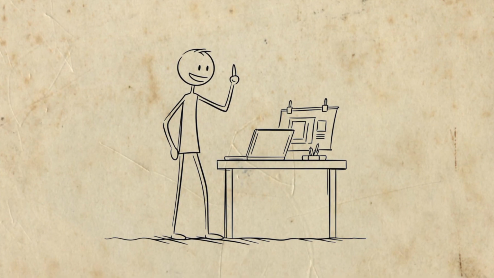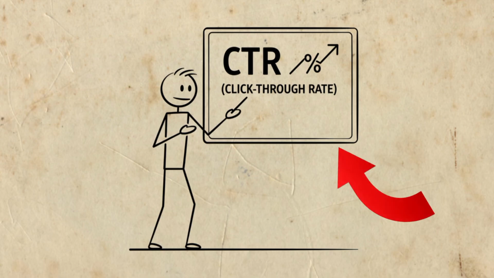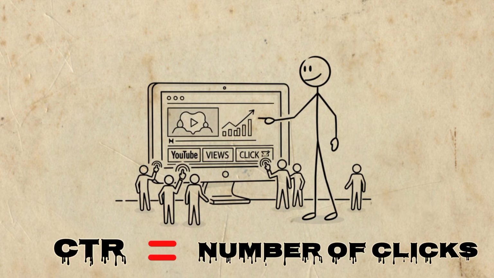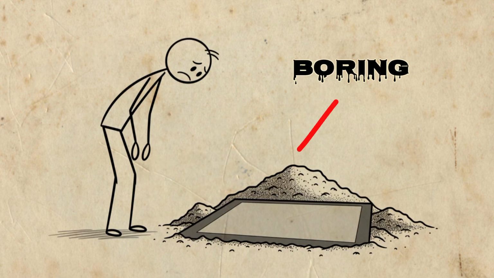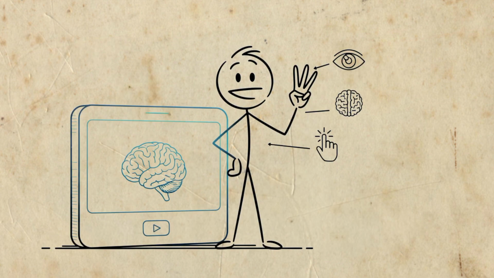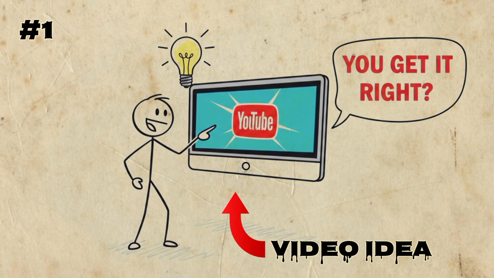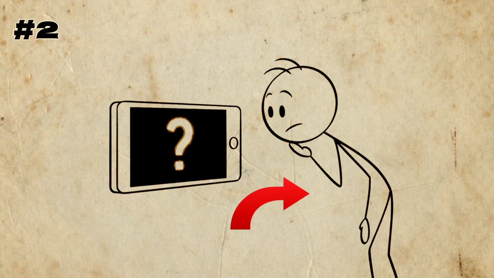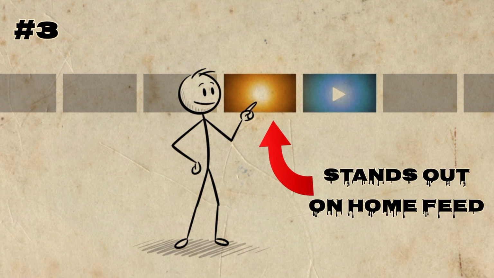Before we start designing, let's talk about why thumbnails matter so much. YouTube looks at something called CTR, meaning click-through rate. That's how many people click your video after seeing it. Even if your content is fire, a boring thumbnail can bury it. A great thumbnail does 3 things. Number 1, it shows the video's idea instantly. Number 2, it sparks curiosity. And number 3, it stands out on the home feed.